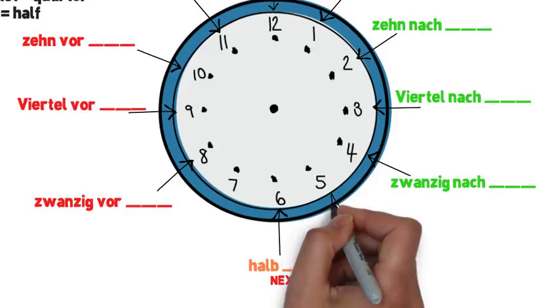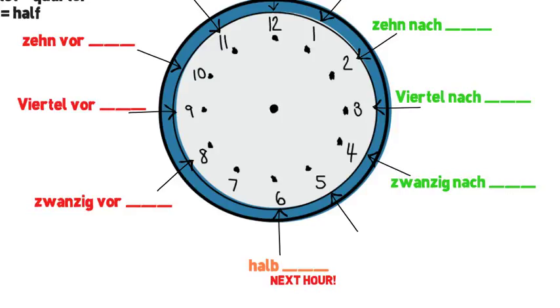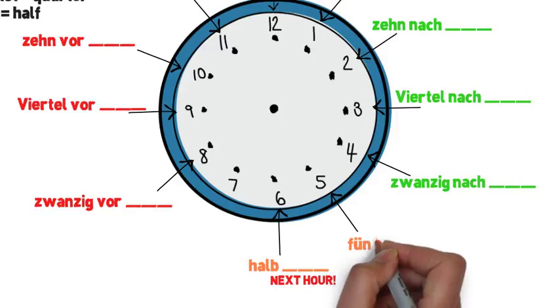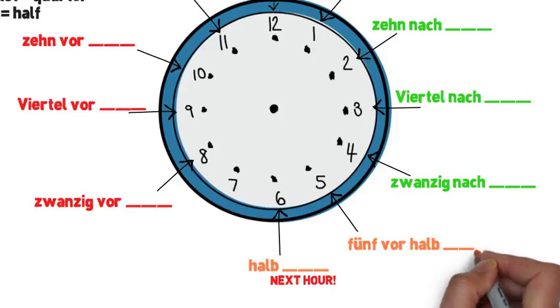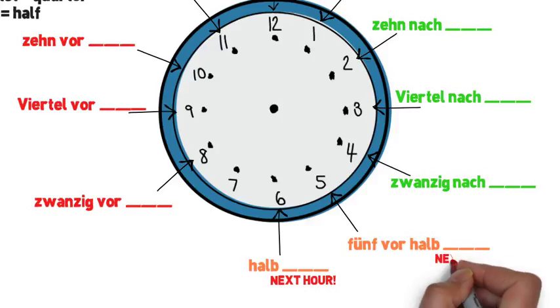There are two more times to deal with on either side of halb. We're going to use the phrase 5 vor with 25 minutes after the hour, but it's not 5 before the hour, it's 5 before the half hour. So again, we need to use the word halb and then refer to the upcoming hour. 7:25, for instance, is 5 vor halb 8. 9:25 is 5 vor halb 10. 11:25 is 5 vor halb 12.